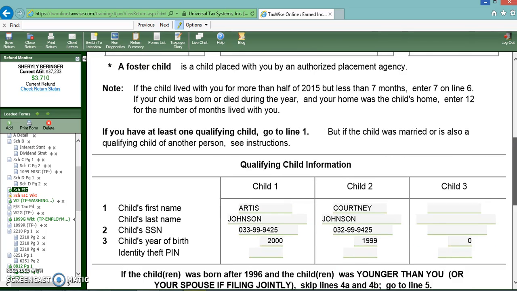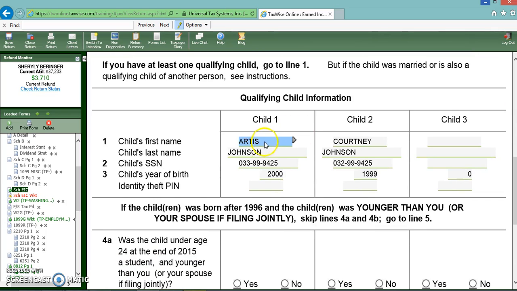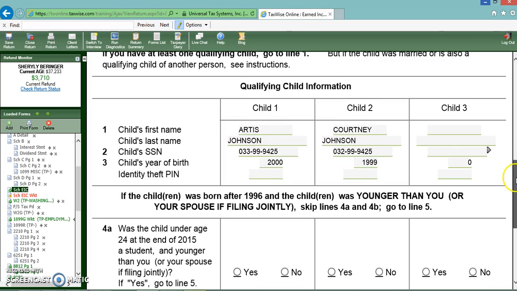We're going to go ahead and fill out the return. So basically what it does is it brings the children over here that we checked. So Artist Johnson and Courtney Johnson are showing up here.